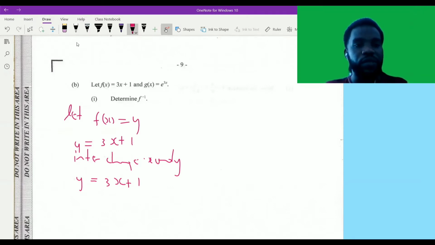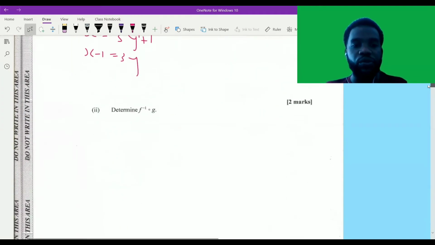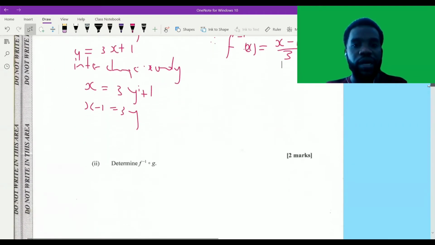All right, so I'm supposed to interchange x and y. So when I interchange, it's really going to become x equals 3y plus 1. And then we transpose back for y. So x minus 1 equal to 3y. x minus 1 over 3 is equal to y. And then, of course, therefore, f inverse of x is equal to x minus 1 upon 3. Now, let's see how many marks they gave you for that. That was 2 marks.